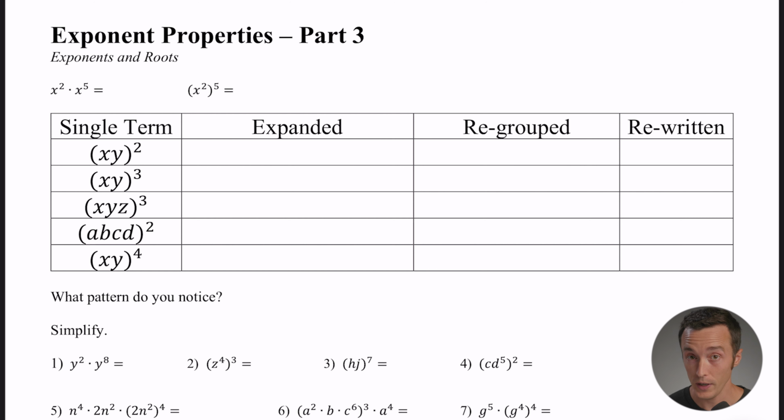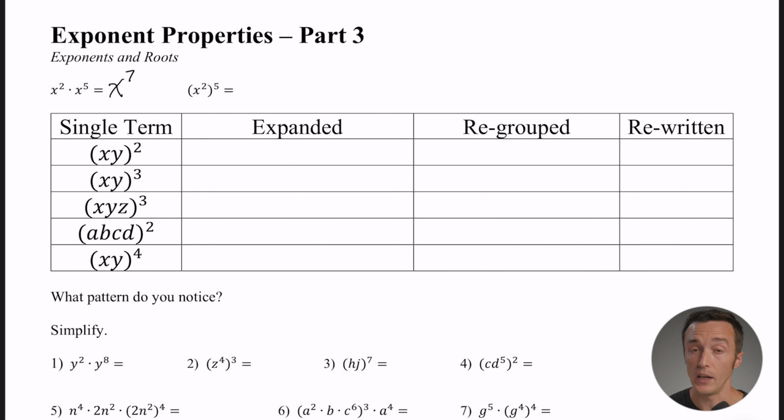As a quick refresher, this first problem comes from the very first video that we did. If we have a problem where we have x to the second power times x to the fifth power, the rule there says keep your base and add your exponents. So we would call that x to the seventh power because 2 plus 5 is 7.